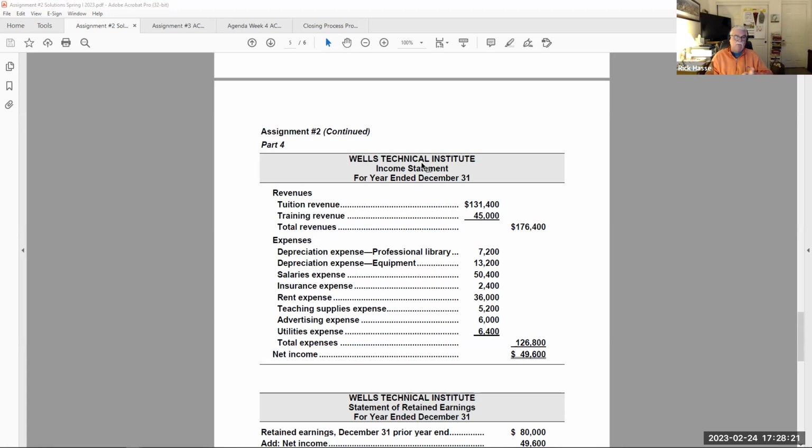So basically, in assignment 1, we did journal entries. In assignment 2, we did adjusting entries and financial statements. In assignment 3, we do financial statements and the closing entries. And that completes the process of every business in the world, what they do every month, every year, in recording their business events. So that's what assignment 2 showed us, and here are the solutions to help you if you had any issues.